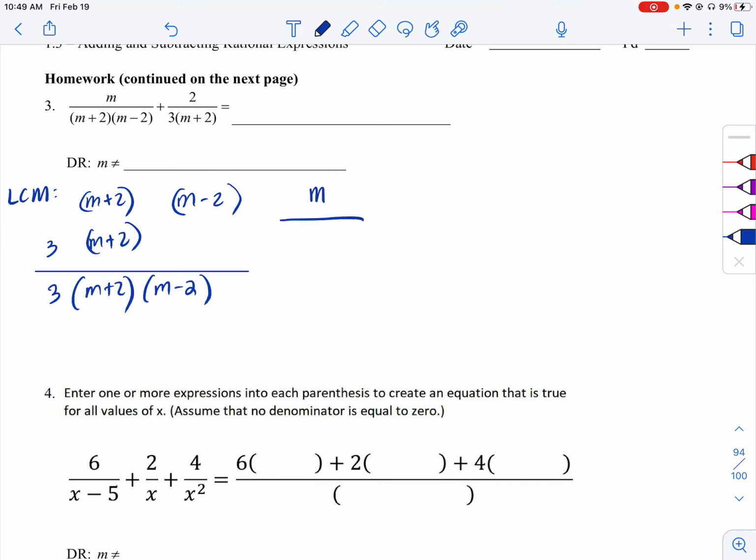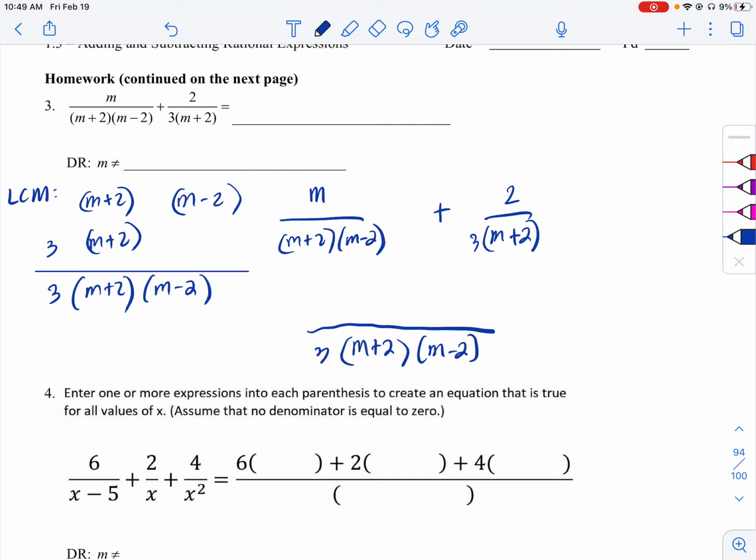So that is m over m plus 2, m minus 2, plus 2 over 3, m plus 2. So we are going to figure out, I'm just going to write them all at once, yeah? That way, there. This is my least common multiple. What do I multiply this with to match with my common denominator? It already has an m minus 2. It already has m plus 2. It doesn't have a 3. So let's multiply that with 3. Whatever I do to the bottom, I will do to the top.